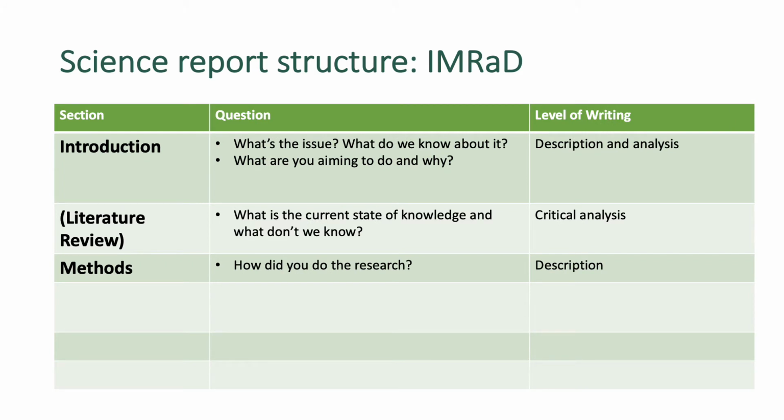Methods. How did you do the research? The methods section really is a pretty straightforward description of what you did to perform the experiment or collect and process the data. It's often relatively short, about 15 to 20% of the report, and because it describes what you did, it's written in the past tense, whereas the rest of the report is written in the present tense.